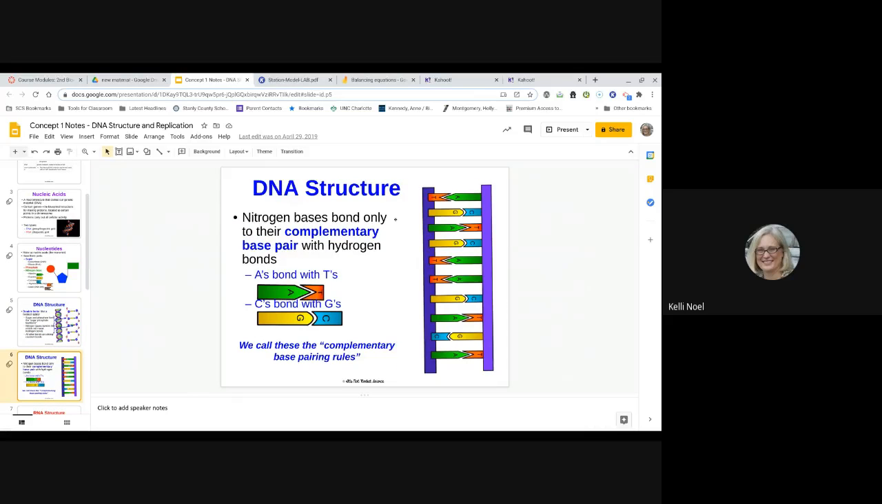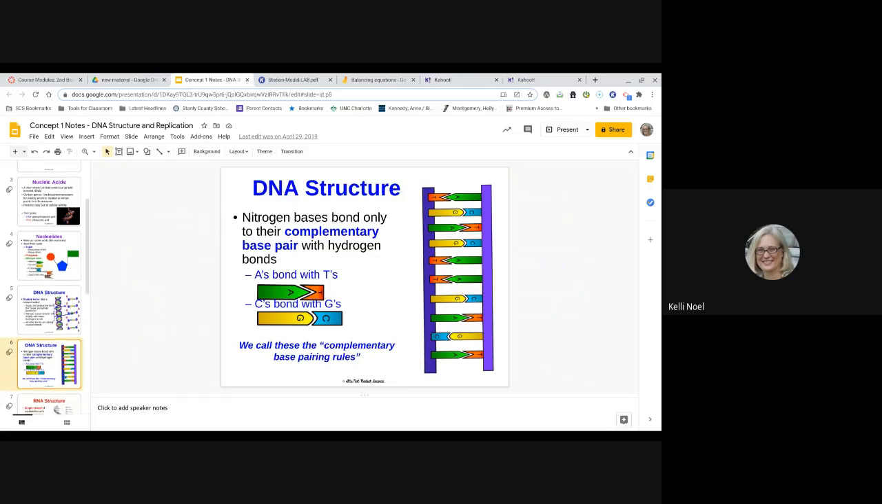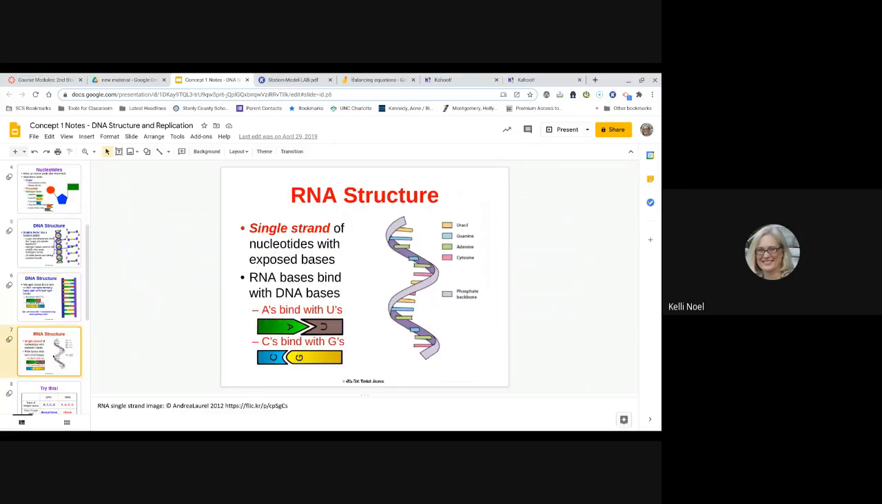With DNA, if you notice, A's, adenines, will always pair with thymines. So A and T go together, C and G go together. These are called complementary base pairs, and you're going to be practicing some of that. RNA is a little bit different. It is just half a ladder, so it's a single strand. And instead of T's, it has U's, so A pairs with U, and C and G still pair together.